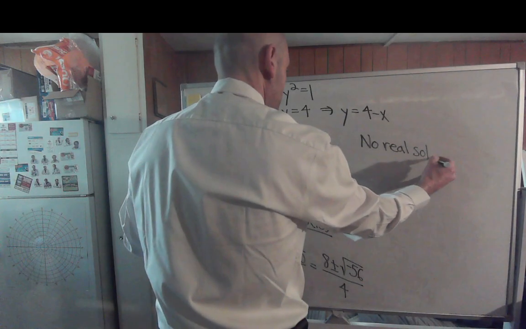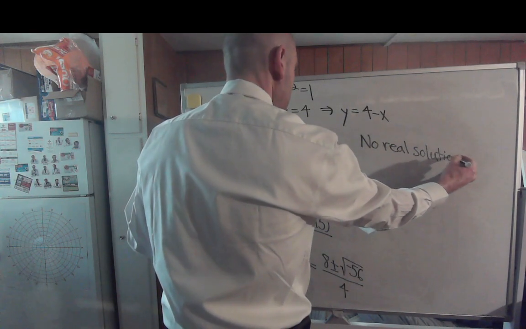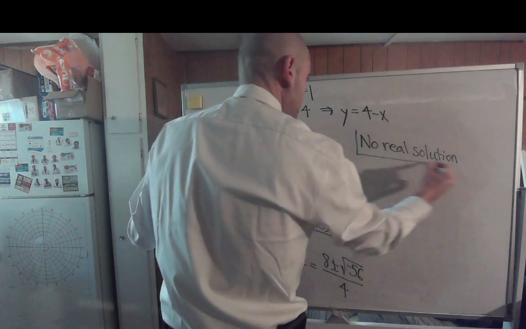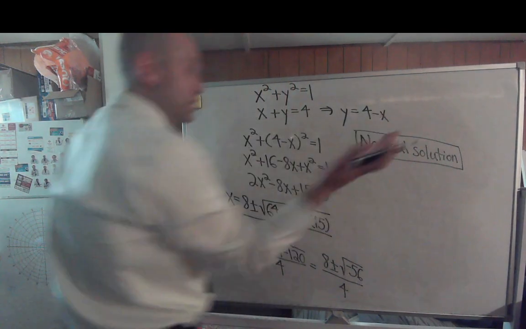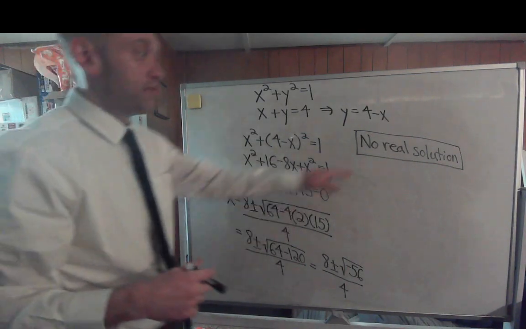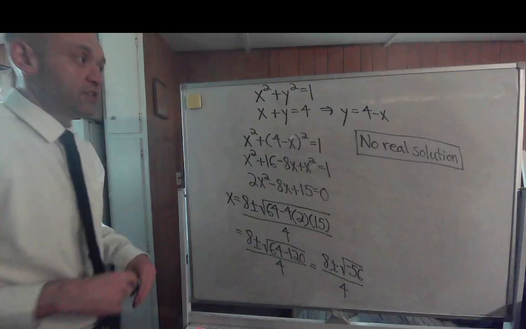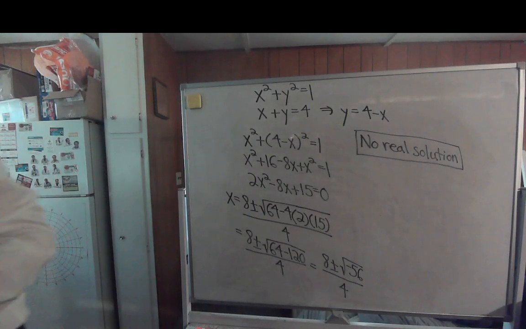What does that mean geometrically? That means the circle and the line don't even touch. There's no point of intersection at all. They don't even touch. So there's no real solution to that one.